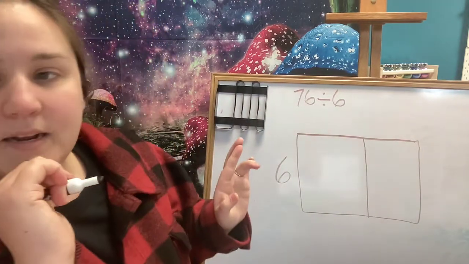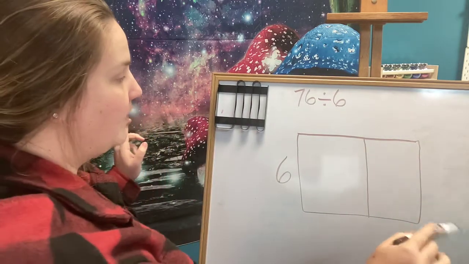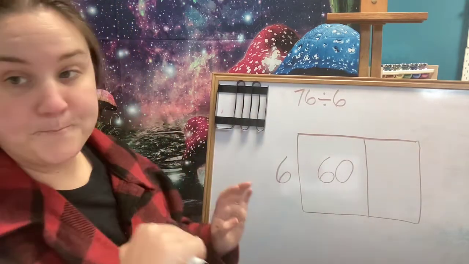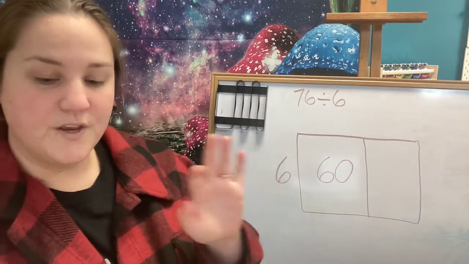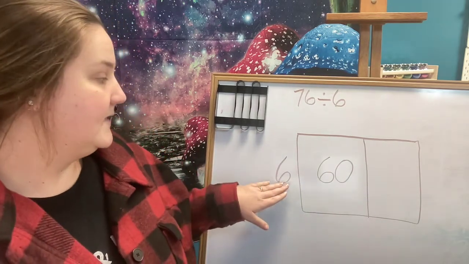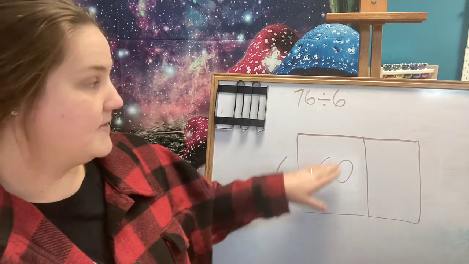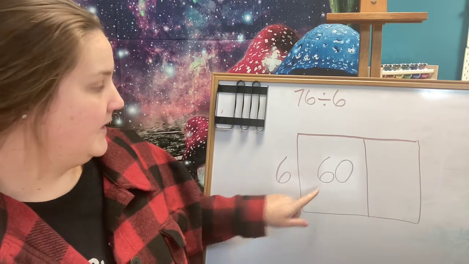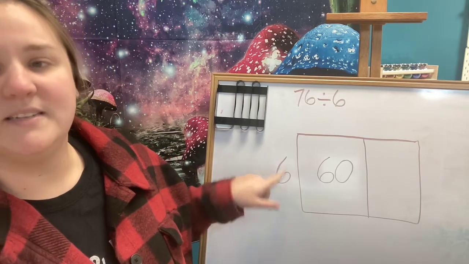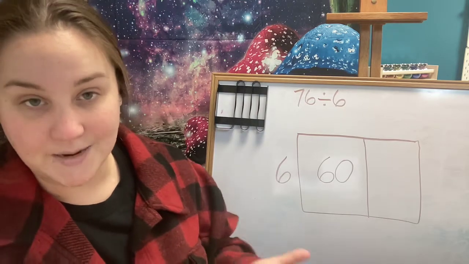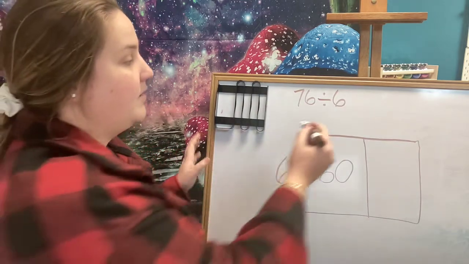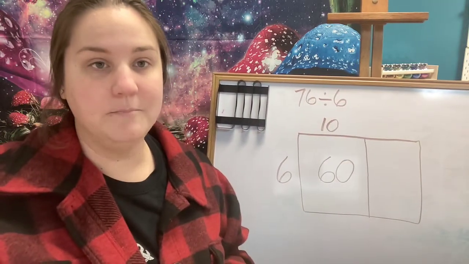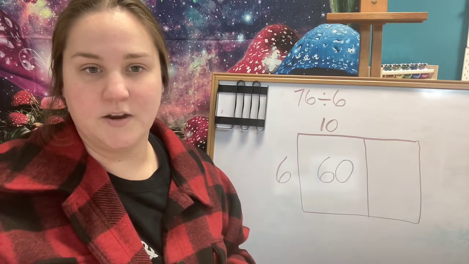In this problem, let's just say that you were already given a 60 in this box. What you would need to do is figure out what you have to multiply 6 by to get 60, and that's the number that's going to go up here at the top. So our total is 60, and we need to figure out what we have to multiply 6 by to get to 60. We know that 6 times 10 is equal to 60. So we're going to put our 10 up there at the top. Let me move this so I can see you guys a little bit better.